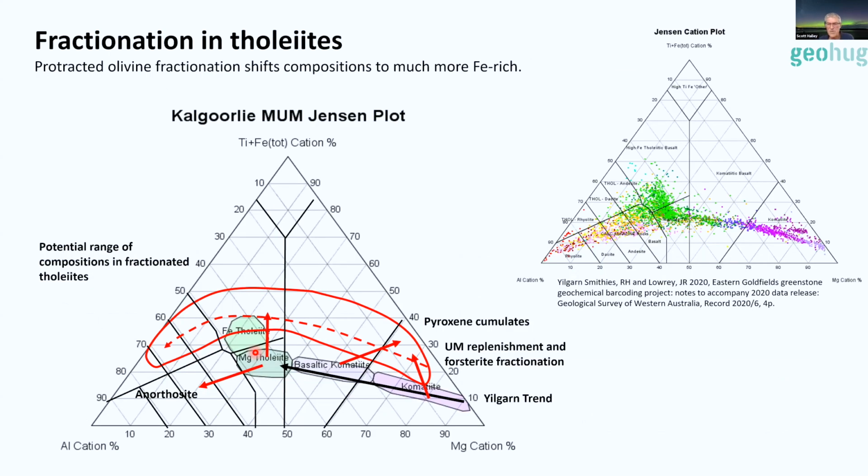So we'll go back to this diagram. Let's just speculate about the consequences of ponding a magma and separating out olivines or pyroxenes or plagioclase. So if we start with a komatiitic melt and pond it somewhere near the base of the crust and fractionate olivine, what happens?